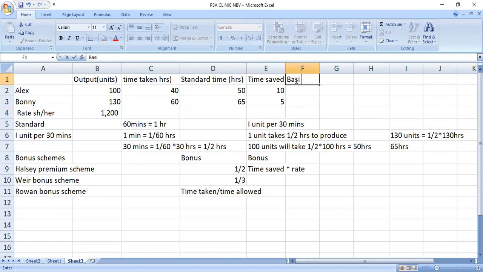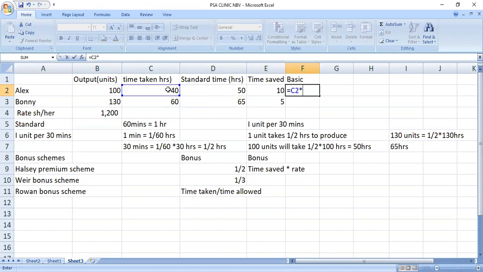So for basic salary, we know that these are the schemes here. They still give you the basic payment and then the bonus. The basic payment is constant, but usually the difference comes with the bonus. So for the basic, it's on standard time. Is it on the 50? No, it's on the time taken.